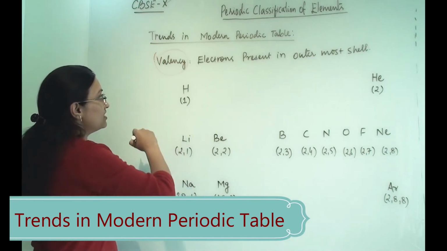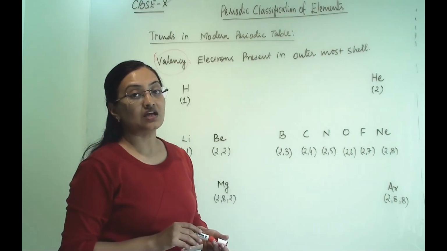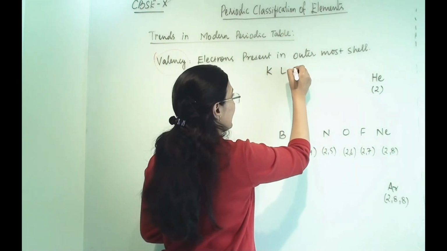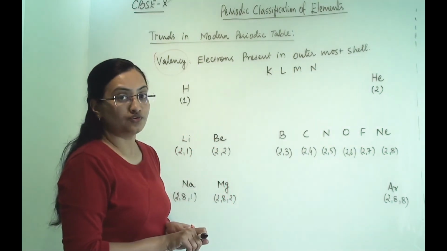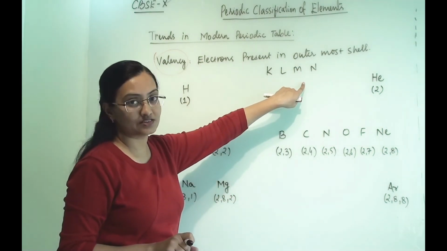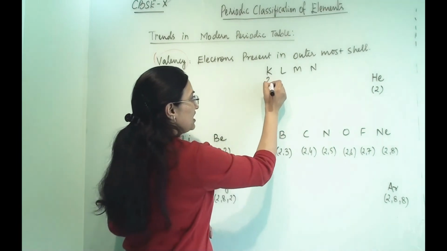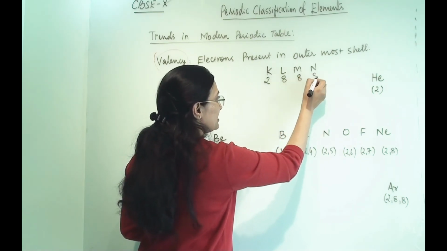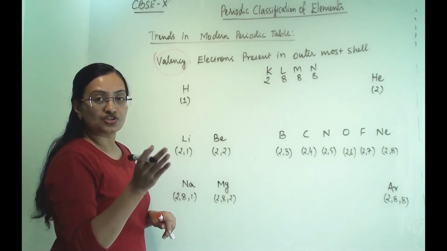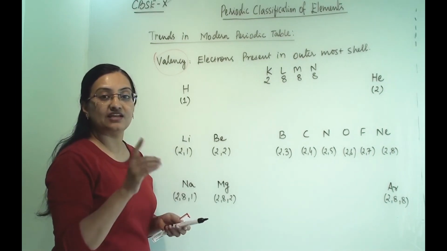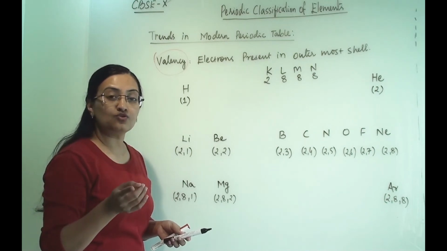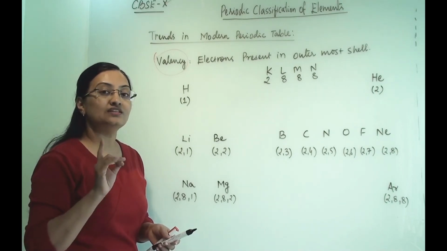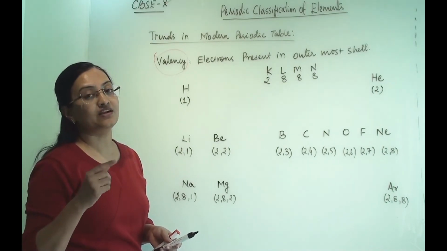So what is the valency? Valency is the electrons present in the outermost shell. So we are learning that K, L, M and N shells are there. In our syllabus, we go up to these 4 shells. The capacities are 2, 8, 18 and 32, but what we are keeping is 8 and 8. So if the outermost shell has 1 electron, then the valency of that element is 1. If the outermost shell has 7 electrons, then it is lacking by 1, so it will accept 1 electron. In that case also the valency of that element is 1.